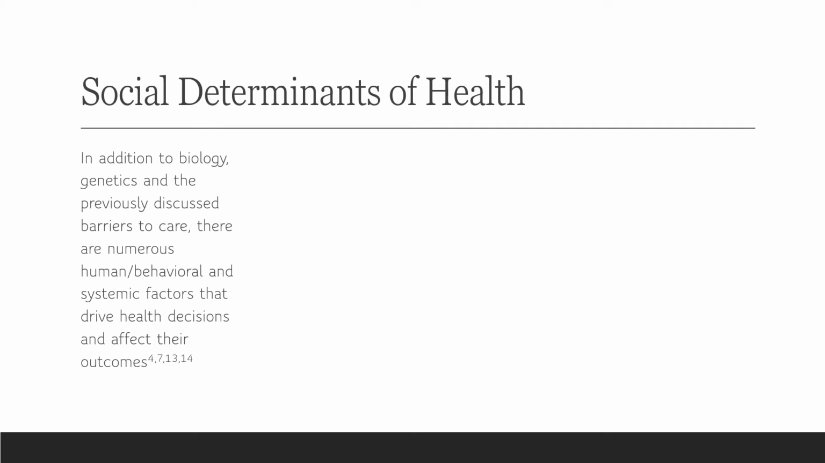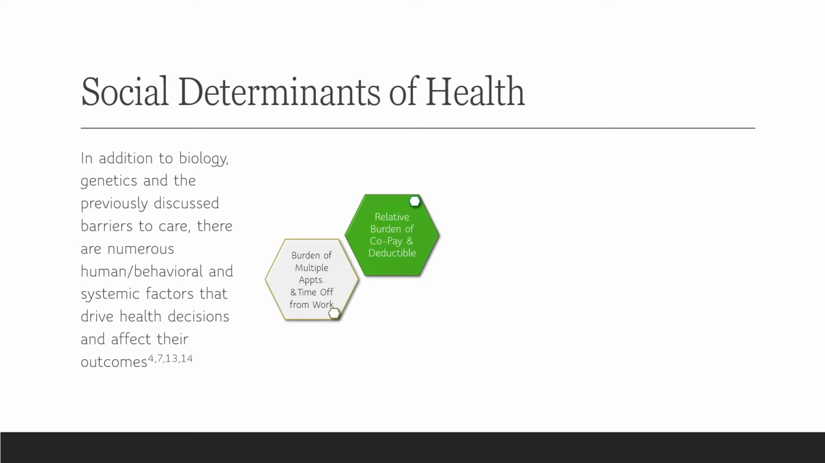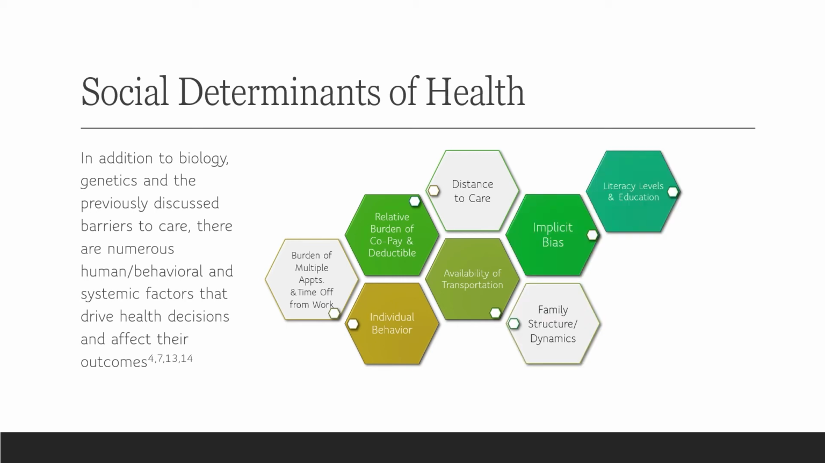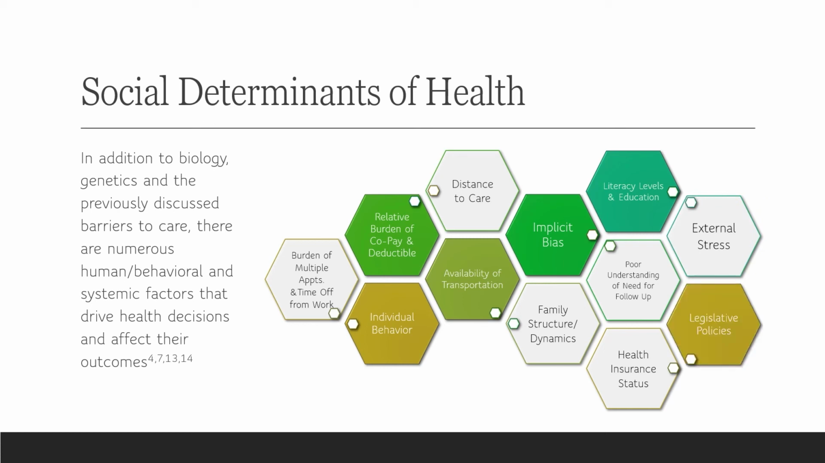In addition to biology, genetics, and previously discussed barriers to care, there are numerous human, behavioral, and systemic factors that drive health decisions and affect their outcomes. These include the burden of multiple appointments and time off from work, the relative burden of copay and deductible, individual behaviors, distance to care, availability of transportation, implicit bias, family structure and dynamics, literacy levels and education, poor understanding of the need for follow-up, health insurance status, external stresses, and legislative policies, to name a few.